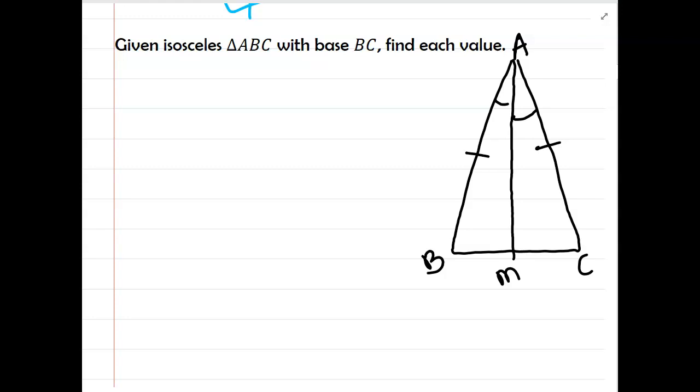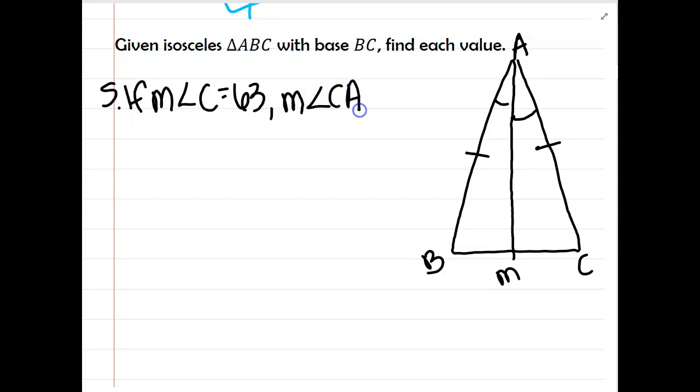Now with these ones, I figured out in second hour that there are a lot of different ways to come up with the answer. So we'll try to throw all of them out there because I know sometimes some of our brains work differently than others. So let's say the measure of angle C equals 63. We want to find the measure of angle CAM. If the measure of angle C equals 63, I want to find the measure of CAM. So they give me this angle right here.